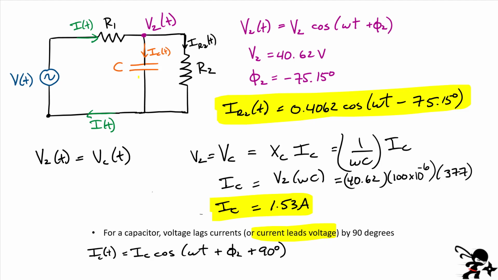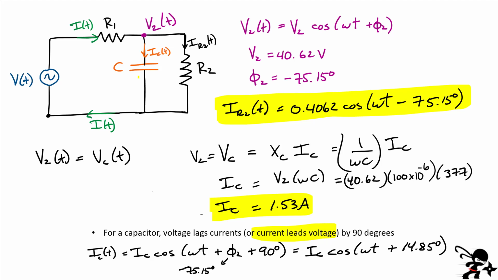Now remember, this guy was minus 75.15 degrees. So at the end, I can simply write that the current in the capacitor branch is IC, the magnitude, cos of omega t. And now if you simply combine both of those angles together, what you're going to get here is a positive angle plus 14.85 degrees.